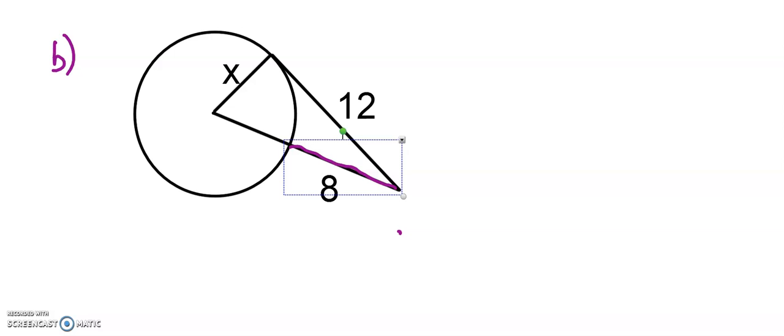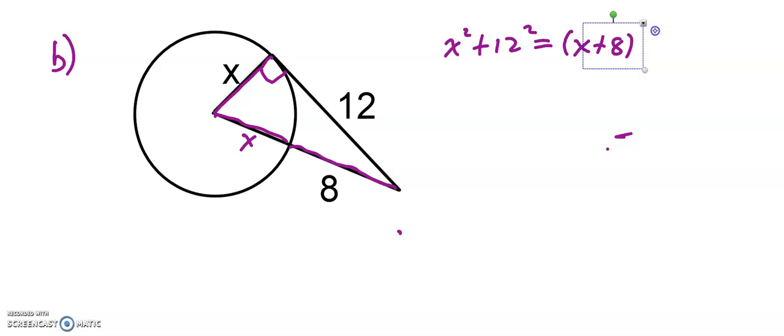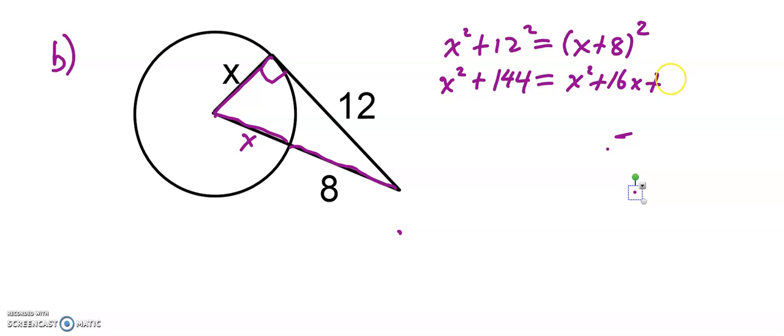So how can I solve for x? Well, again, because all radii are congruent, I know that if this length is x, this radius has to also have a length of x. So setting up my Pythagorean theorem, because my radius and my tangent intersect, they make a right angle. And I can set up the equation x squared plus 12 squared equals x plus 8 squared. Simplifying, I get x squared plus 144 equals, now multiplying this side out, x squared plus 16x plus 64.